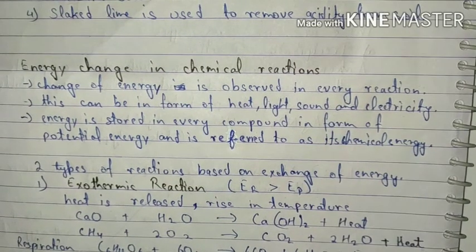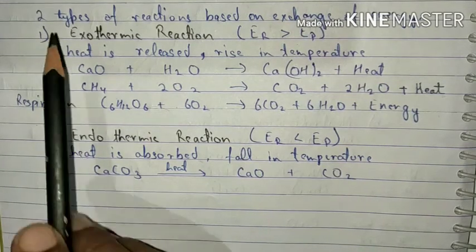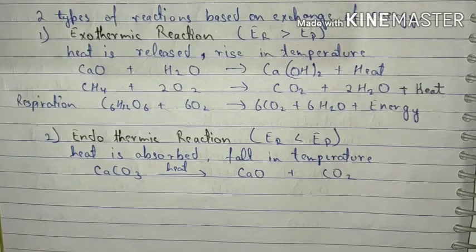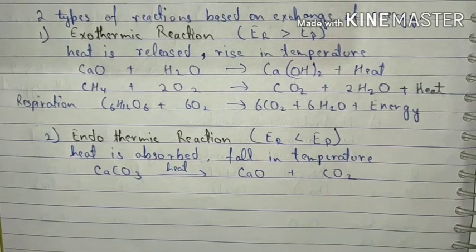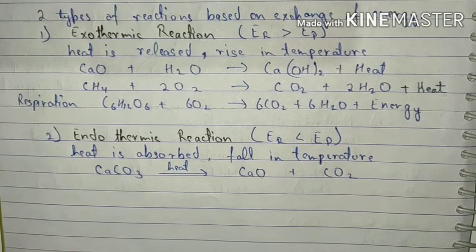electricity. Likewise, we all have seen that if we take a paper and burn it, the energy that was present over here is being released in the form of heat and light. The same thing goes on differently for different reactions. We have two types of reactions based on exchange of energy. They are exothermic reactions and endothermic reactions.